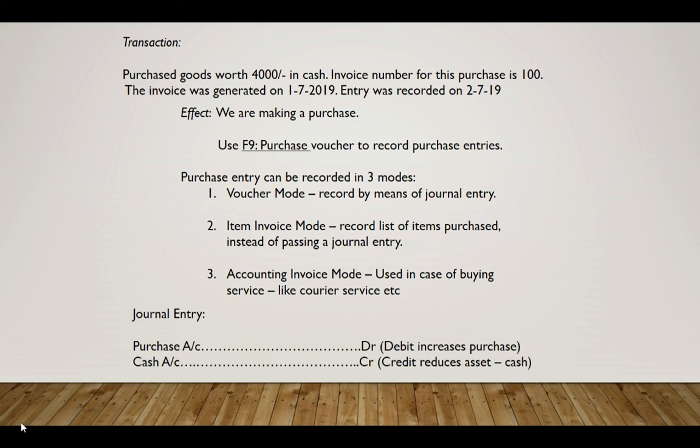In Tally, you can record purchase and sales in 3 modes. Number 1, you can record the entry by means of a journal entry. Number 2, you can record the list of items which you have purchased. So here you don't have to record the journal entry. So in this mode, you can just enter the list of the items which you have purchased, and the purchase entry will be recorded in the background. So that mode is known as item invoice mode, and the third mode is accounting invoice mode. I will demonstrate the use of each mode at a later time. So for this entry, we will use the voucher mode, which means that we are going to record a journal entry.